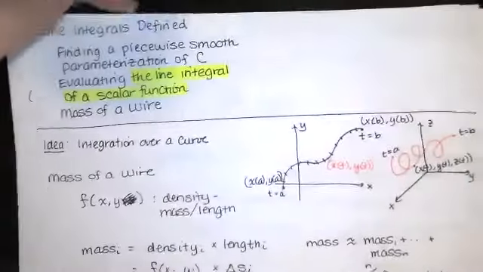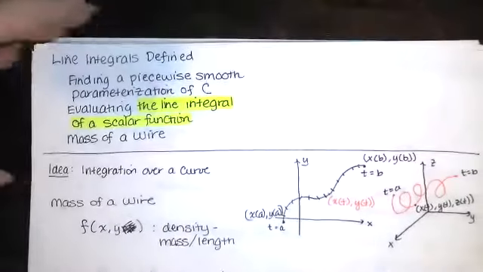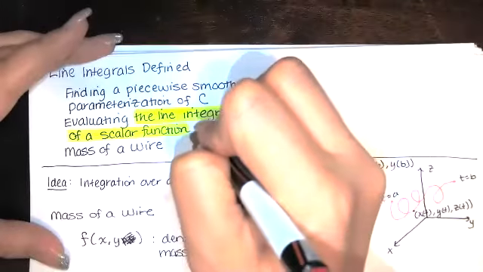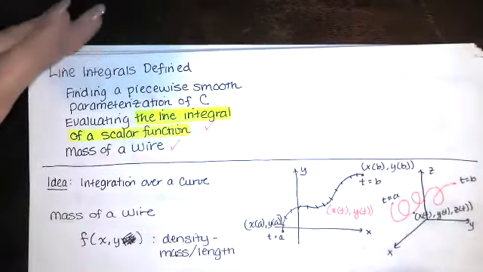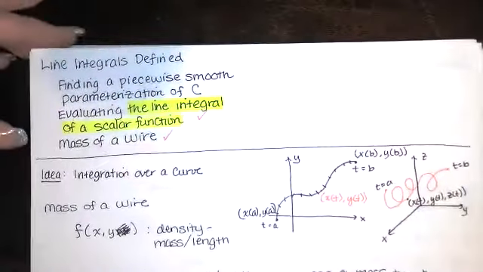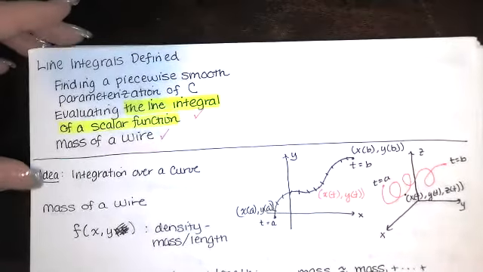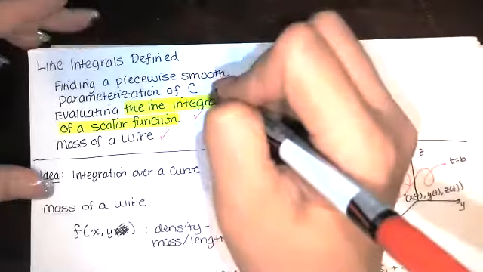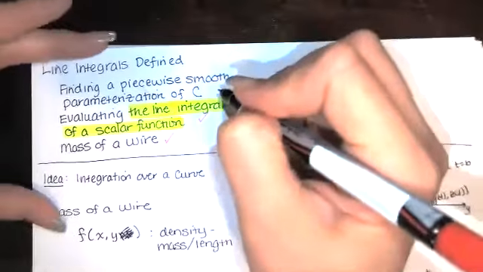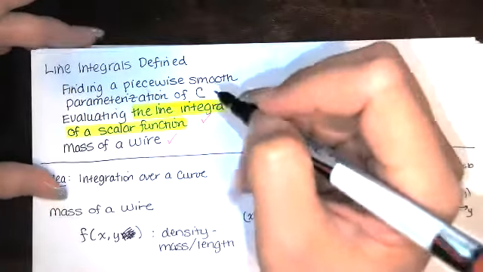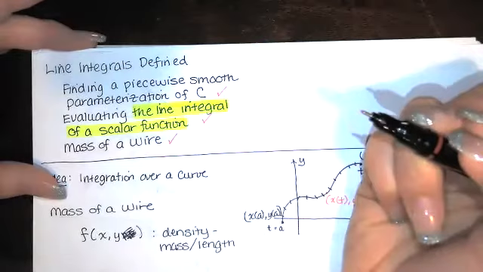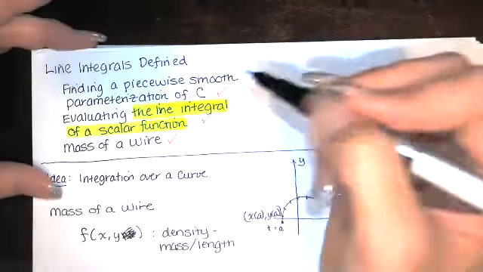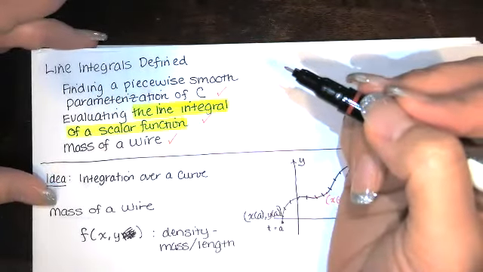So now we know how to find the line integral of a scalar function. We know that one application of that is to find the mass of a wire with a given density. And all of this hinges on the ability to find a piecewise smooth parameterization of a curve C. Let's do one piecewise smooth parameterization in 3 space, and then we'll end this video.